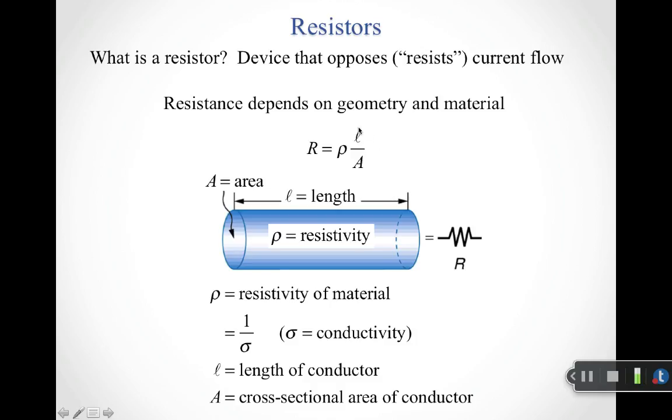The longer you make it, the more that increases the resistance. The narrower you make it also increases the resistance. If you've got a narrow conductor, it's more difficult to get current to flow through. And here's our symbol for a resistor when we do our circuit diagrams.